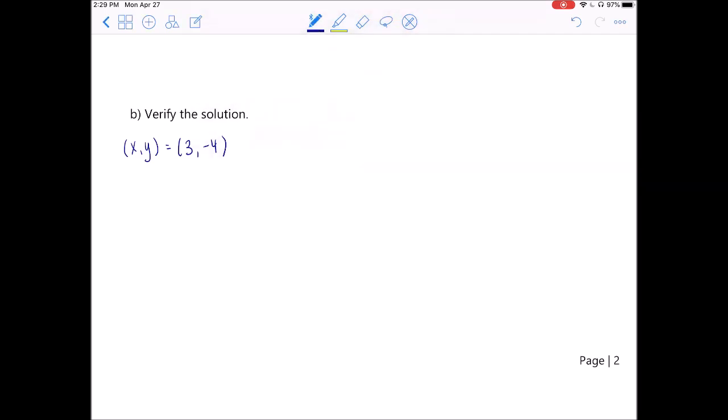So the first equation was y equals -2x plus 2. And then we're going to sub in y as -4 and x as 3. So -6 plus 2 gives -4 here. And hey, this turns out -4 equals -4. So this is valid. So yes, it works in this equation.